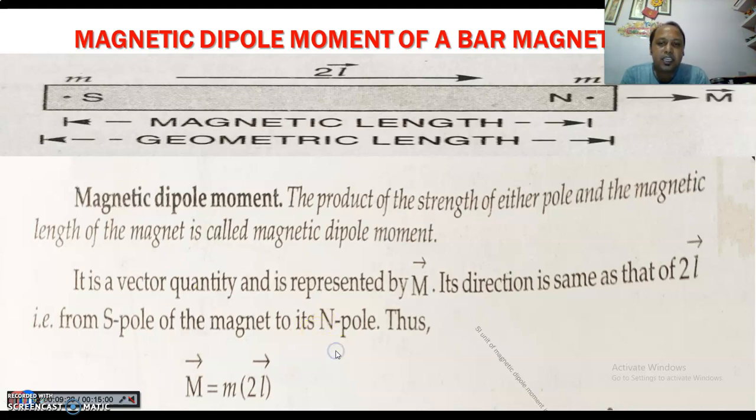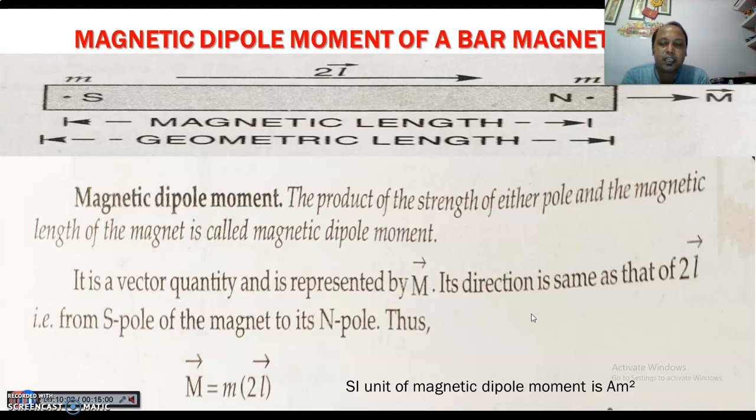Now if you see here, the magnetic pole strength has a unit of ampere meter and the length has a unit of meters, so it will be ampere meter square. The SI unit of magnetic dipole moment is ampere meter square. So I hope this is clear to you. Just now we have explained how magnetic dipole moment can be represented for a bar magnet, but we know that current carrying conductors also behave as a magnet.